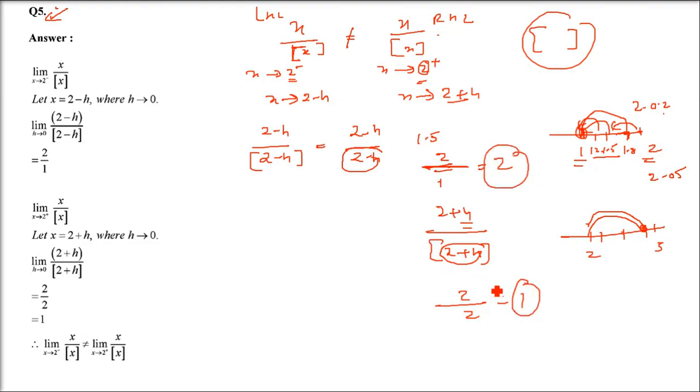So you have 1. So right hand is 1, left hand is 2. So they are not equal. That means the limit does not exist.